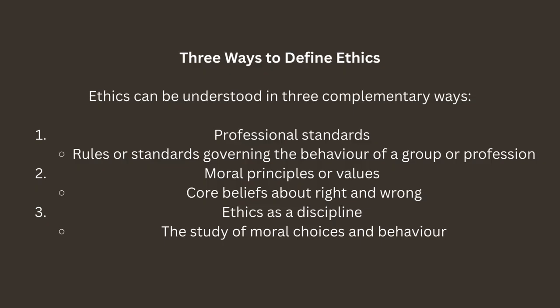Three ways to define ethics. Ethics can be understood in three complementary ways: professional standards, which are rules or standards governing the behavior of a group or profession; moral principles or values, so the core beliefs about right and wrong; and ethics as a discipline, so the study of moral choices and behavior.